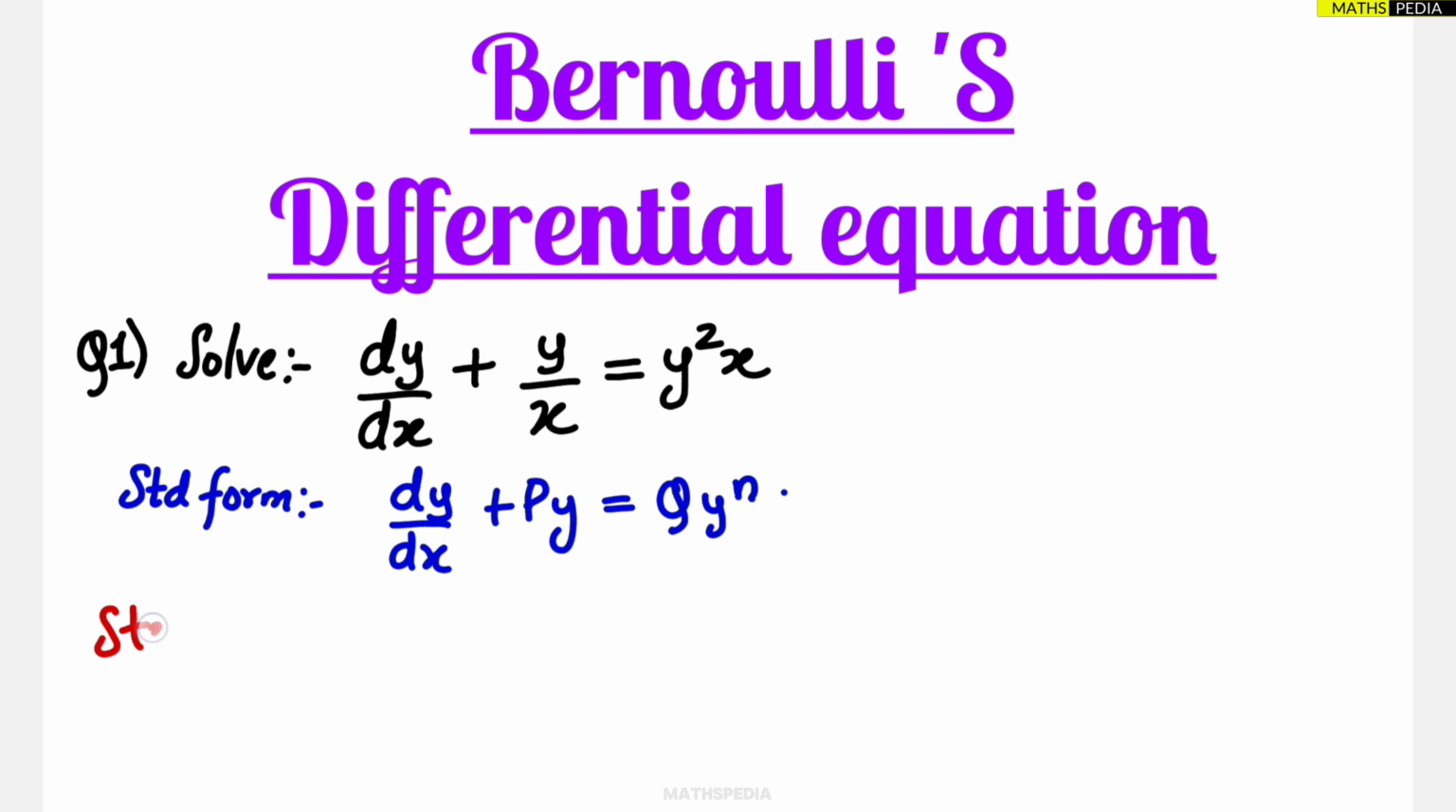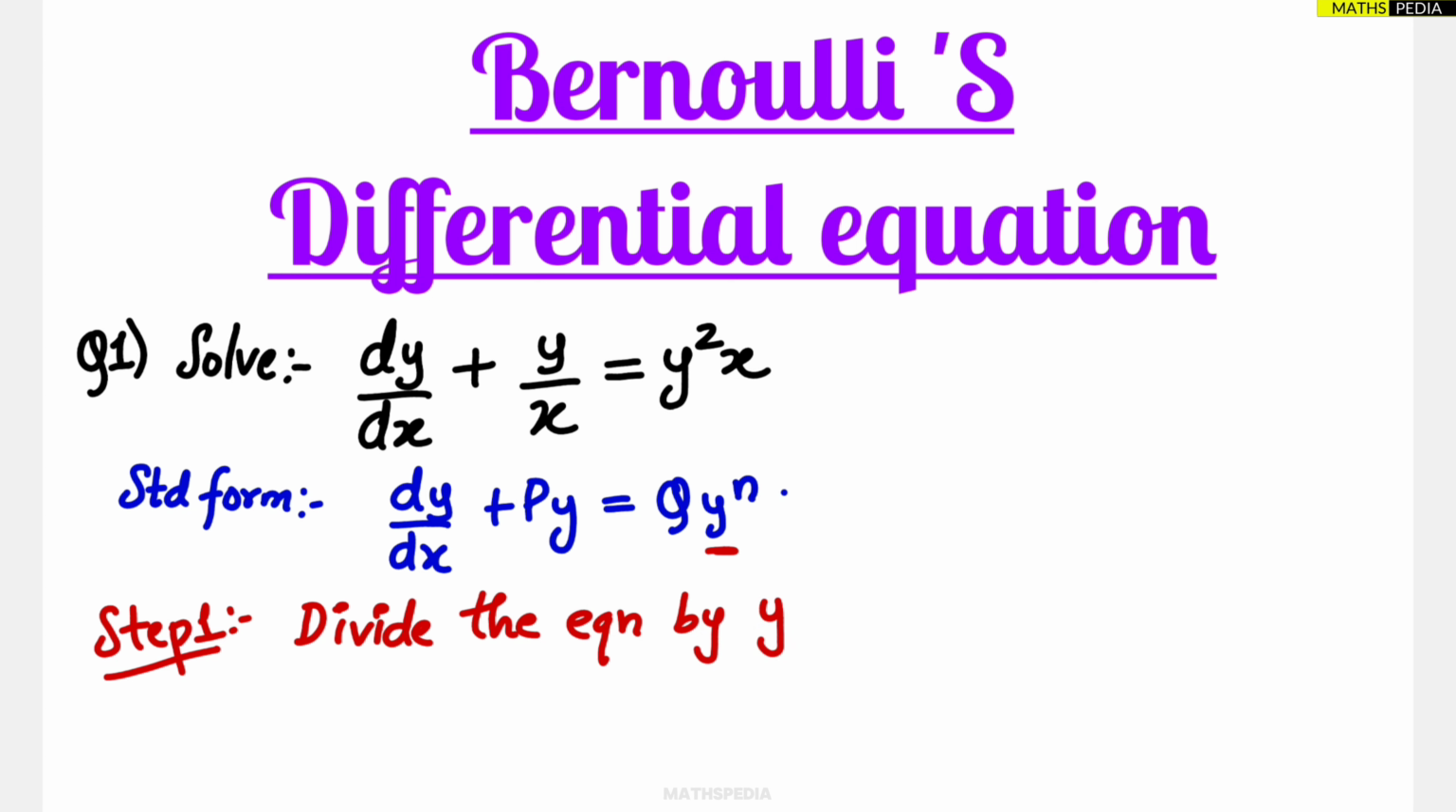So step number one. I am going stepwise. What is step number one? Whatever is beside this q term, y power n, we have to divide. So divide the equation by y power n. Here y power 2 is sitting, right? So here note that p and q are functions of x. Okay, don't get confused. And this is the Bernoulli's differential equation in y variable.